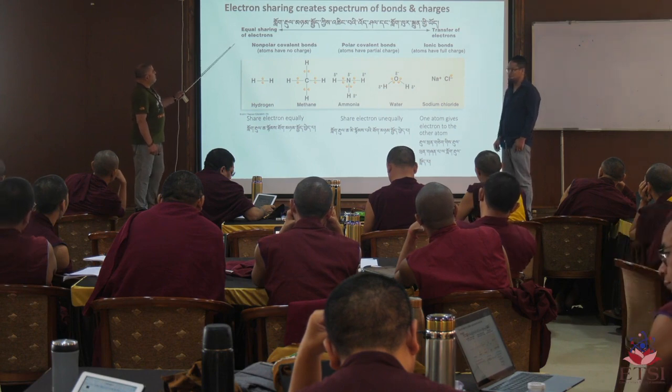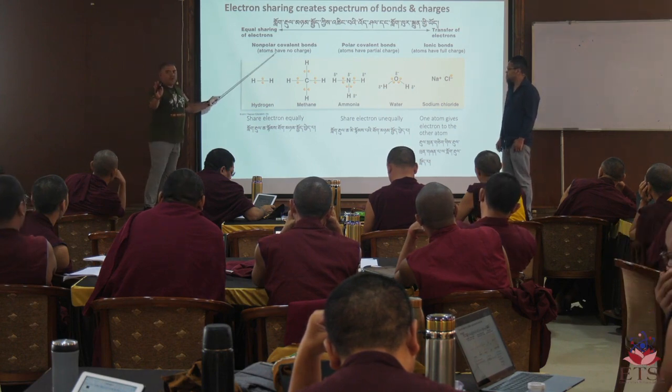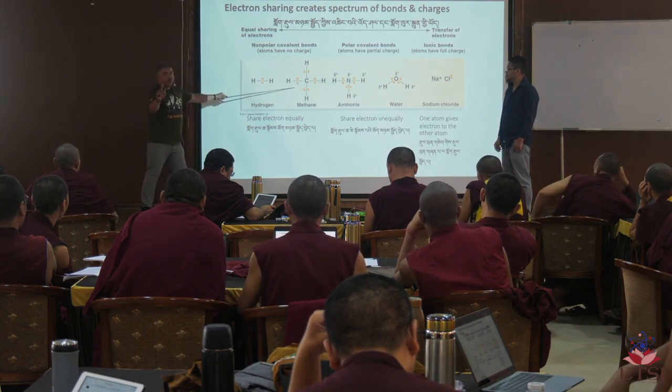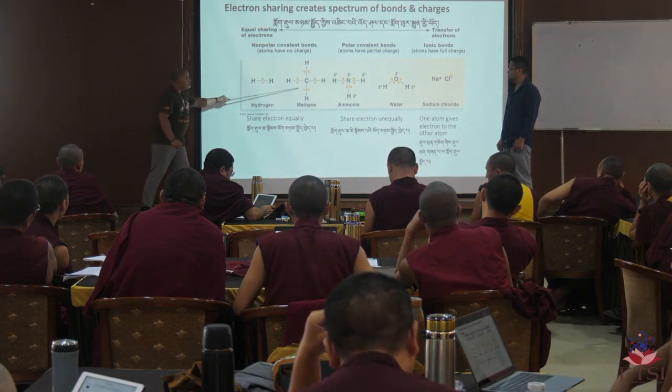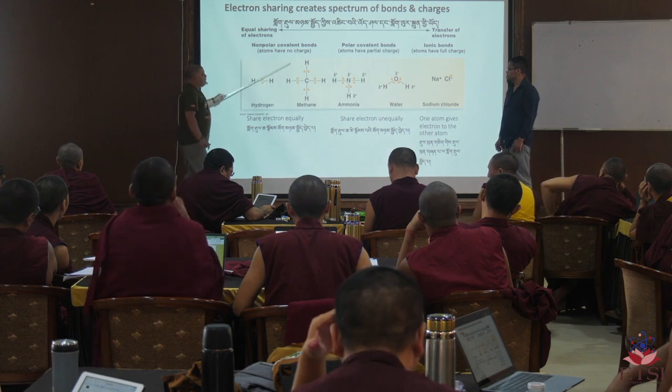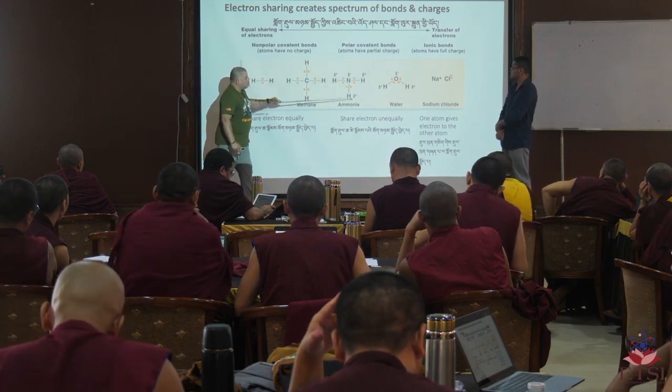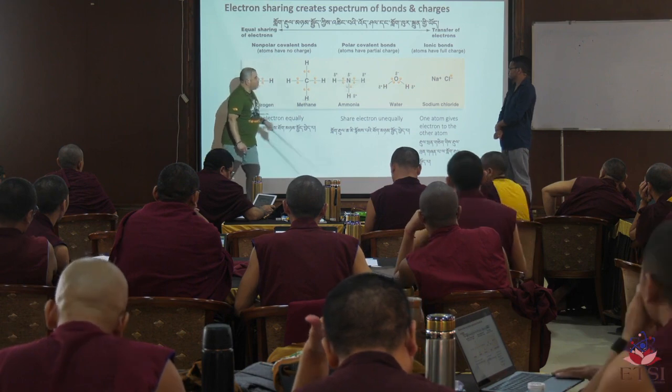So we end up, and this is important, we end up with nonpolar sharing, right? We don't have a charge, they're equally shared across the atoms. They're nonpolar covalent, polar covalent, where there is unequal sharing, partial charges on different parts of the molecule.